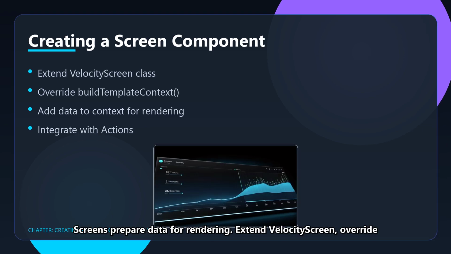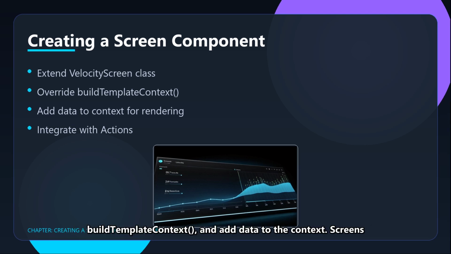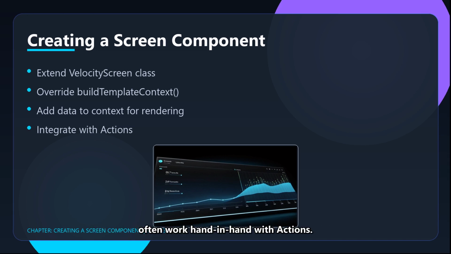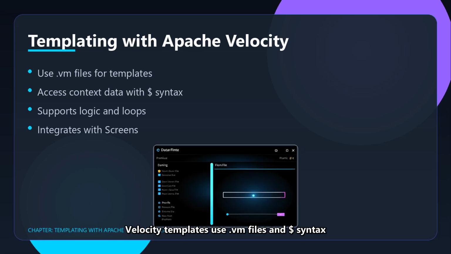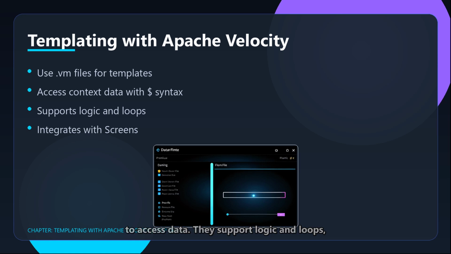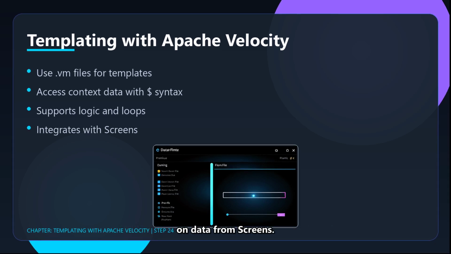Screens prepare data for rendering. Extend VelocityScreen, override buildTemplateContext, and add data to the context. Screens often work hand in hand with actions. Velocity templates use .vm files and $ syntax to access data. They support logic and loops, making it easy to render dynamic content based on data from screens.